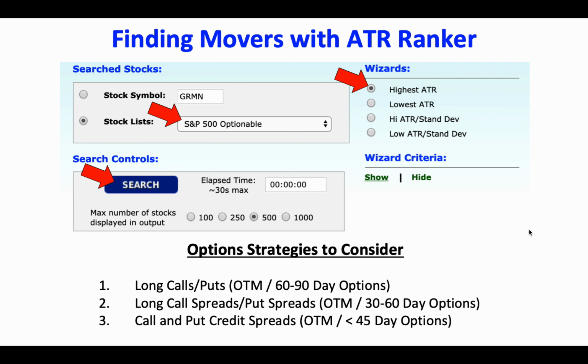What you want to do there is buy a long call spread or a long put spread, depending on your direction. You want to use out-of-the-money options, and you can use shorter-term options because we're spreading. Use 30 to 60-day options. And then lastly, if you're a credit spread trader, this is an excellent strategy for credit spreads. You can sell out-of-the-money call and put credit spreads with less than 45 days to expiration.